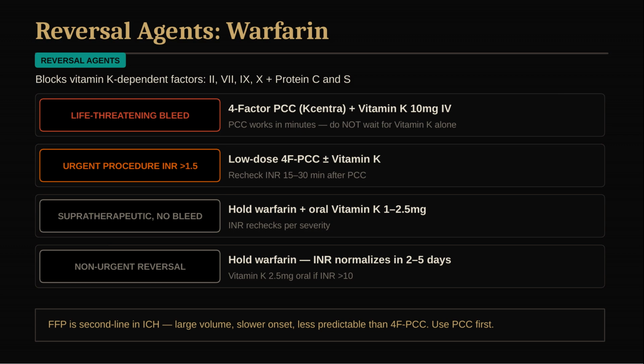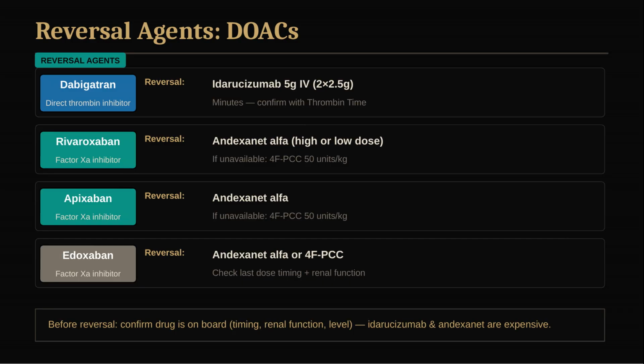For urgent procedures with INR above 1.5, PCC, low dose. For non-urgent reversal, hold warfarin, give oral vitamin K. Trap: vitamin K alone takes 12 to 24 hours to work. In active intracranial bleeding, do not wait for vitamin K. Give PCC immediately.